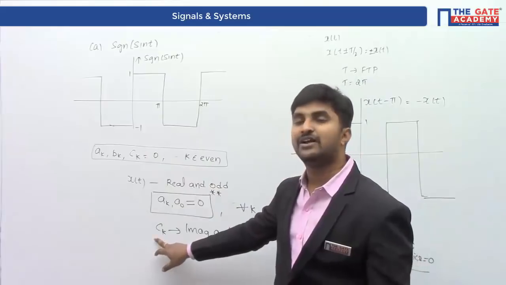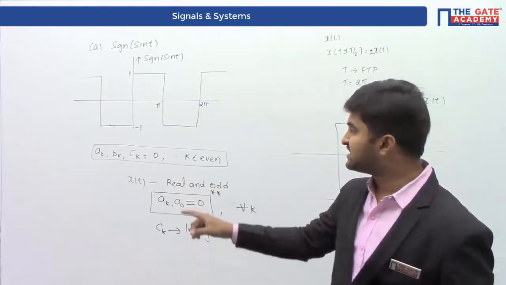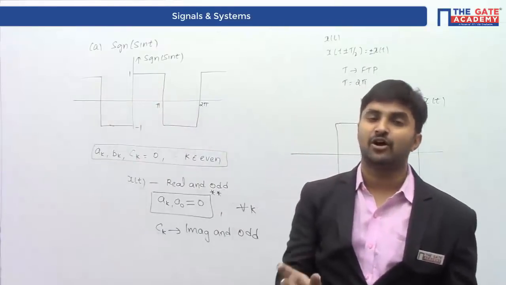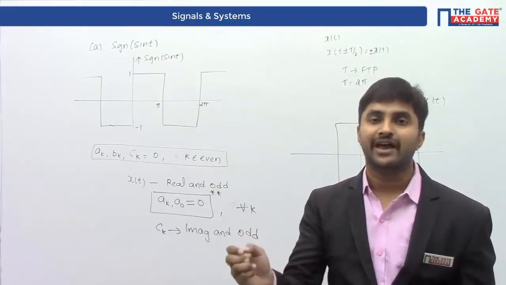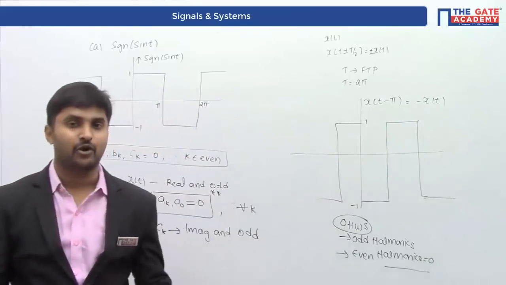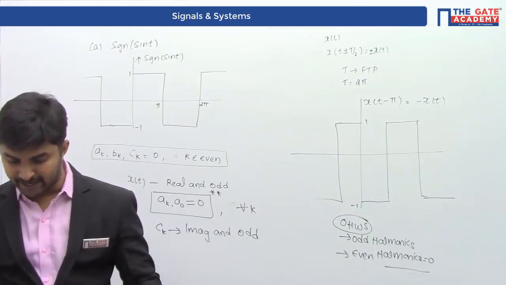When it comes to the value of CK, the nature of CK is going to be imaginary and odd whenever the signal satisfies the real and odd nature. Whenever the signal x of t satisfies the real and odd nature, the complex Fourier coefficient CK is always going to satisfy imaginary and odd. So on the signum of sin t, we have commented on the required things which are asked in the question. Now let us move into the second part.